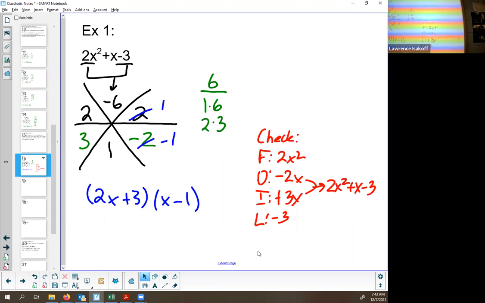Yep. I can get the -3. 3 times -1. That was just doing my last in the FOIL. 3 and -1. Oh, yeah.